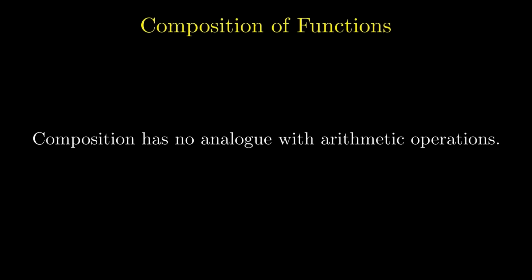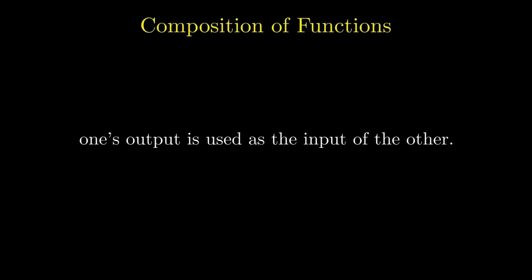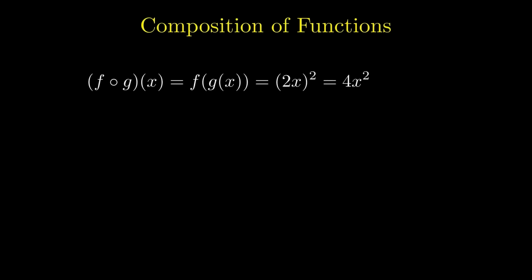Composition of functions. Composition has no analog with arithmetic operations. When two functions are composed, one's output is used as the input of the other. For example, f of g of x equals f of g of x, which equals 2x squared equals 4x squared.